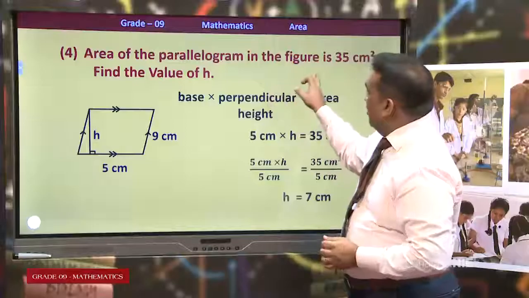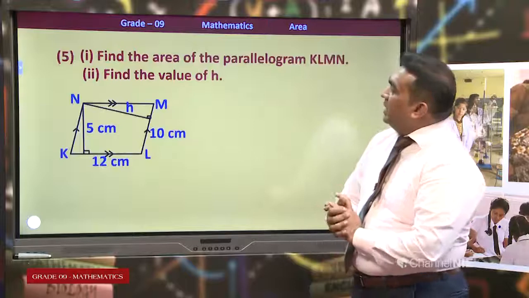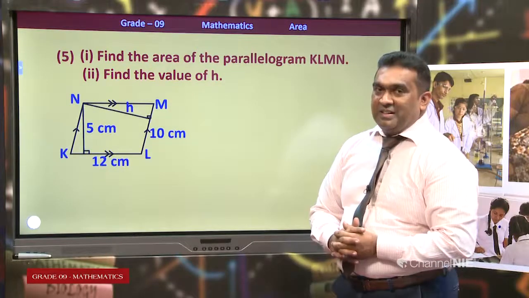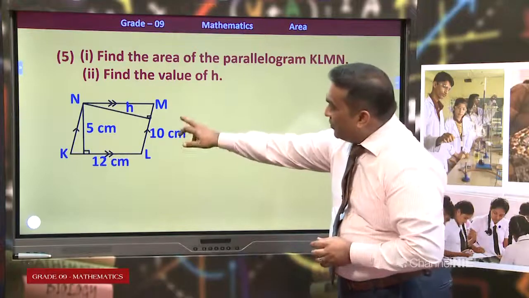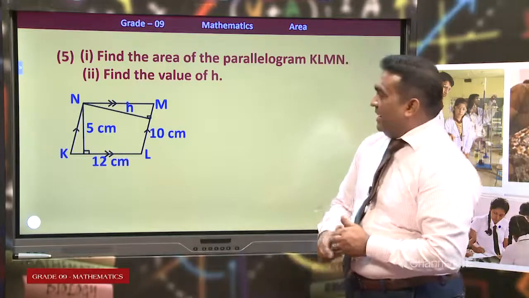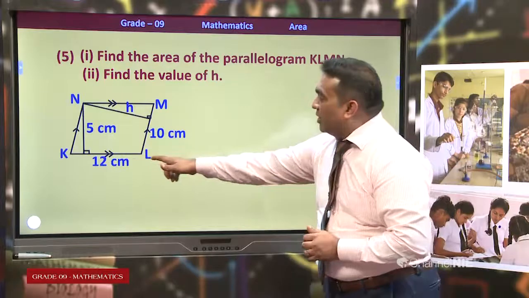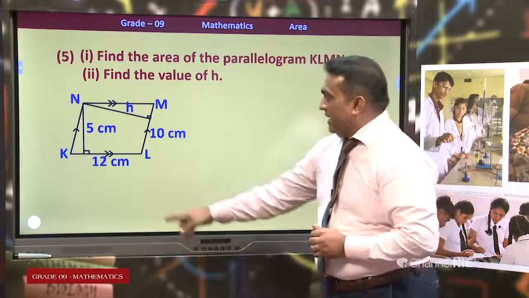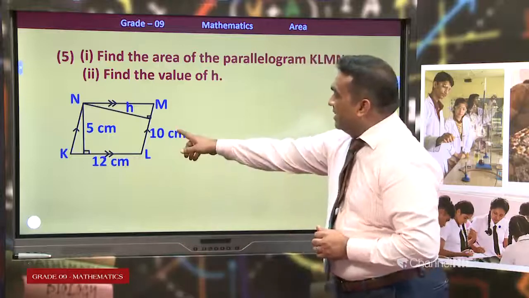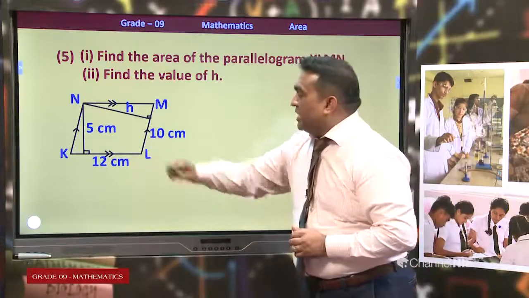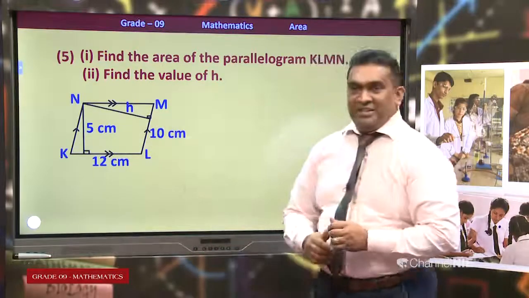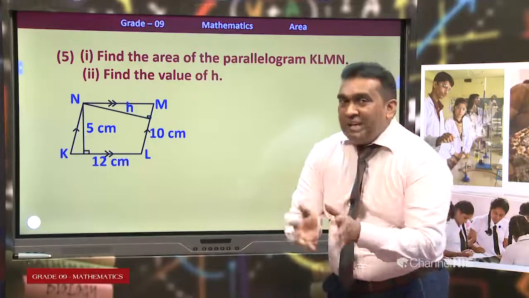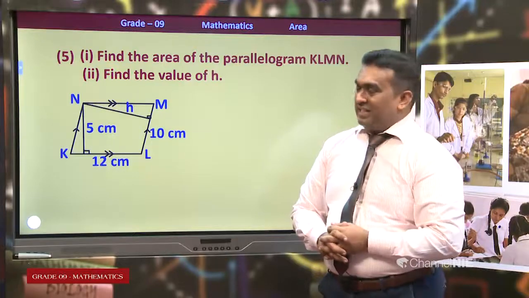Okay, now another different question. Have a look carefully. What is the name of this parallelogram? KLMN. Here 12 centimeter, here 10 centimeter, here 5 centimeter, here h. 4 measurements. What are the names of those measurements?